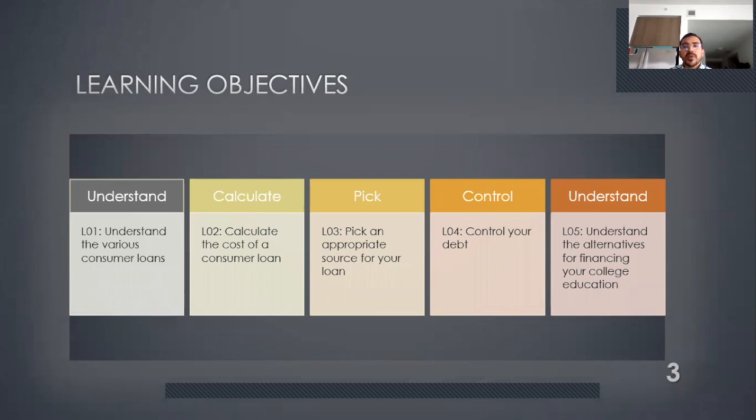Today we have 5 objectives for you to grasp. I'm going to be covering the first 2, which are understanding the different types of consumer loans and how to calculate the cost of them.